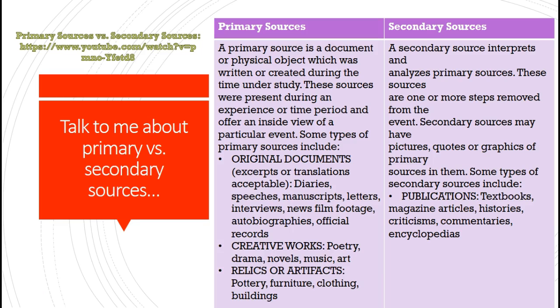Secondary sources interpret and analyze those primary sources. And they're just one step or more removed from that event. So that would be like somebody now looking back on what happened during the Civil Rights Movement and describing the event and talking about it. They weren't actually there, but they are having their own opinion about it. So that would be a secondary source. And textbooks do that, magazine articles, histories, criticisms, commentaries, and encyclopedias.